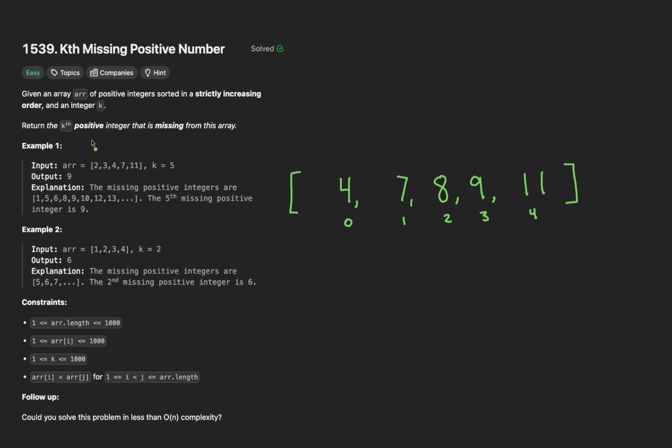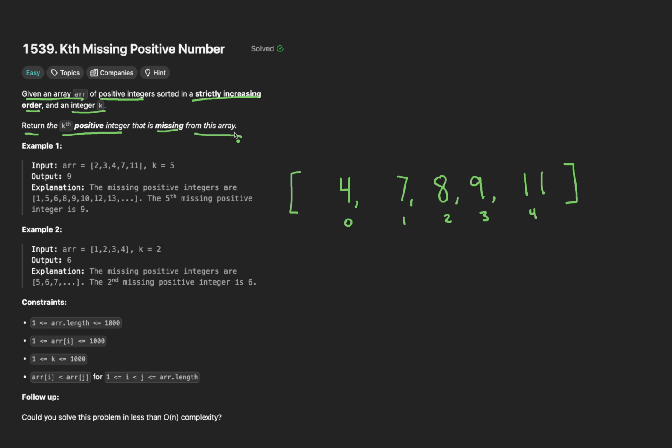Let's start. The problem statement is short and tidy, exactly how I like it. We're given an array of positive integers sorted in strictly increasing order. We also have an integer k. We want to return the kth positive integer that is missing from this array. My first reaction is, okay, not too bad.